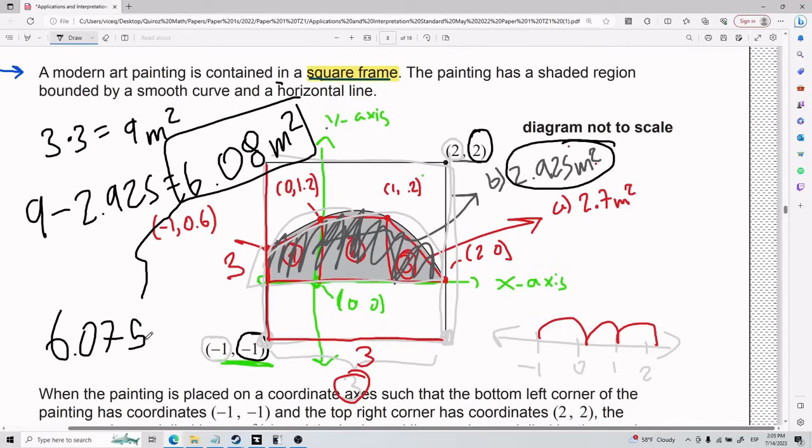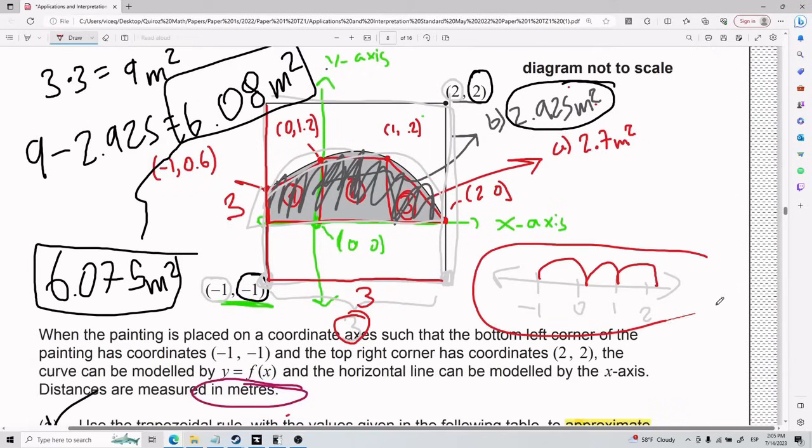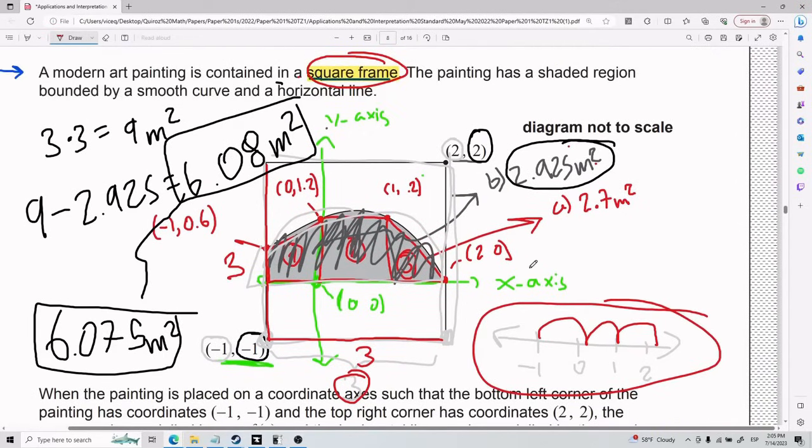I was just doing significant figures up top. But either of these works. The essential part is identifying that it is a square frame and working from there, finding the distance of the square and finding the area.